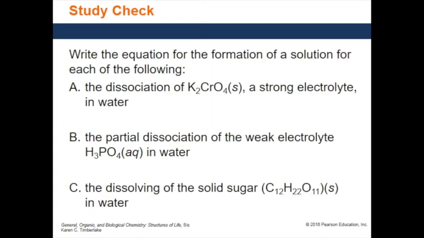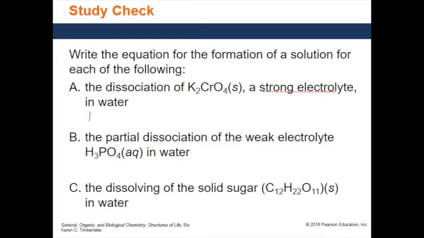Next, write the equation for formation of a solution for each of the following. Now it's telling you to write a chemical equation for this. The dissociation of K2CrO4, which is solid, a strong electrolyte. So it's telling you it is strong, so you can simply break this into 2 ions.